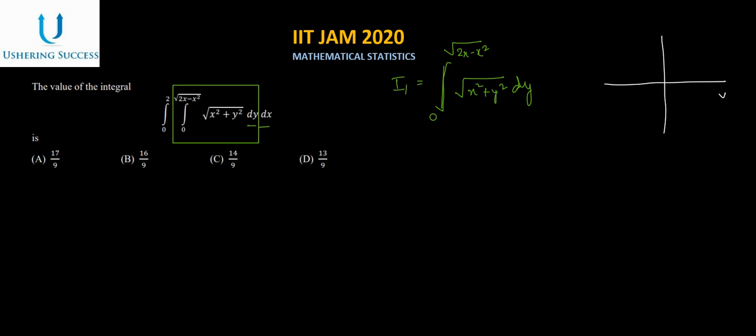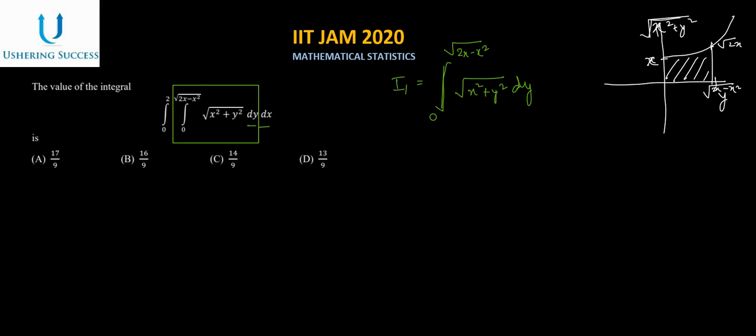If I draw this curve as a function of y, then this would be root over x square plus y square, and for y equal to 0 this becomes x, and subsequently for increasing values of y the curve will go like this. At y equal to root over 2x minus x square, this curve will attain a value of root 2x. So we can see that it is a positive integral lying in the first quadrant.